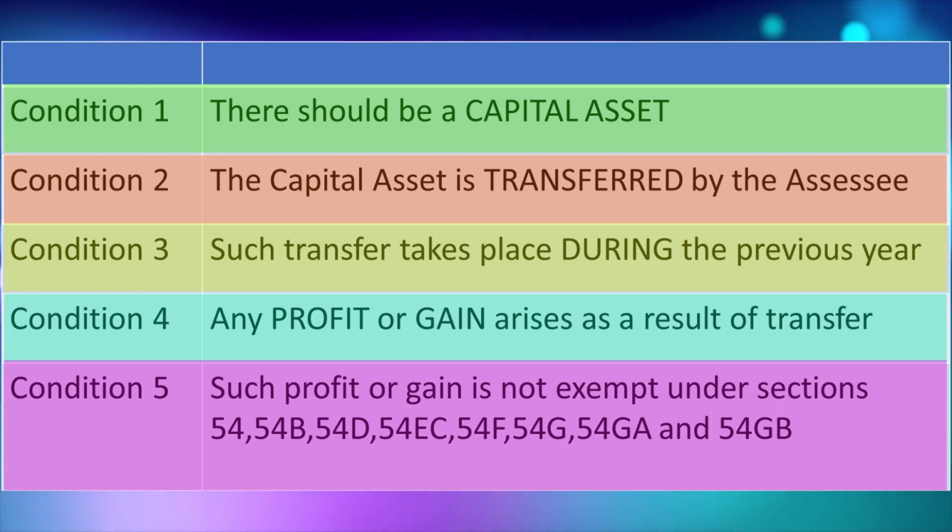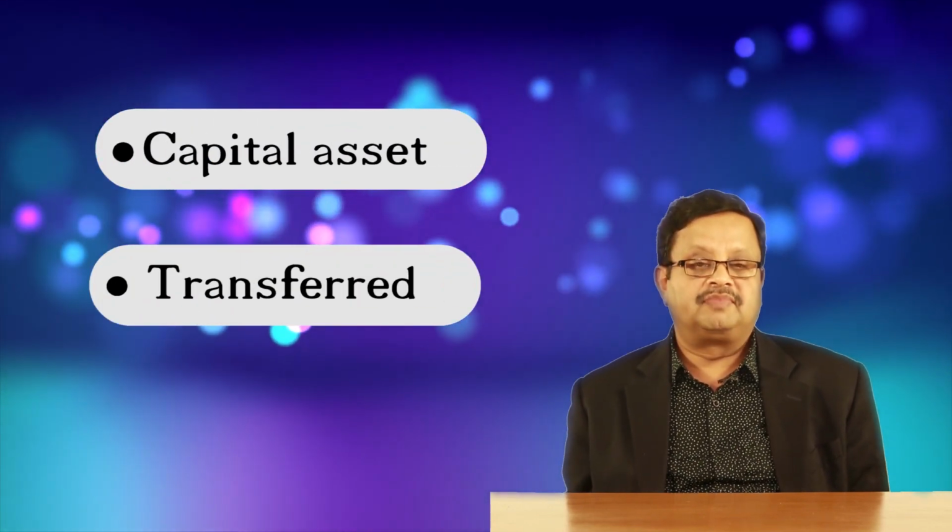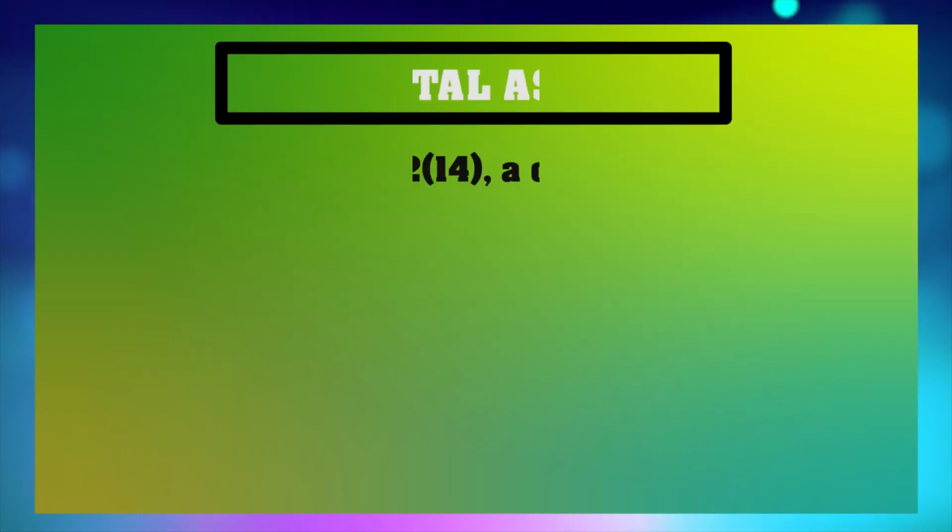54GA and 54GB. So, if we go again over the 5 conditions which must be fulfilled for any income to come under the head capital gains, we will see number 1, that the important term is capital asset, and the second important term is transferred. So, now what is a capital asset?